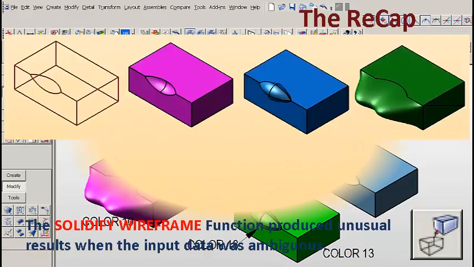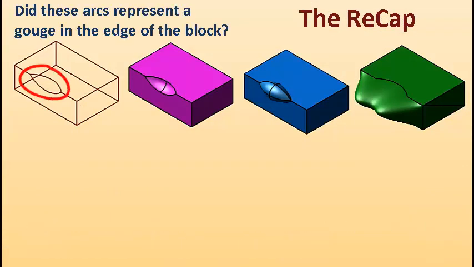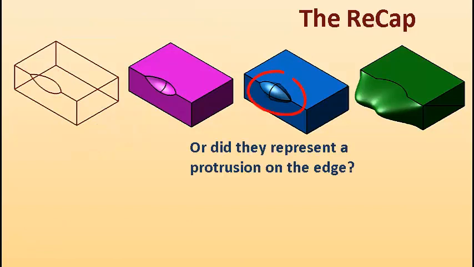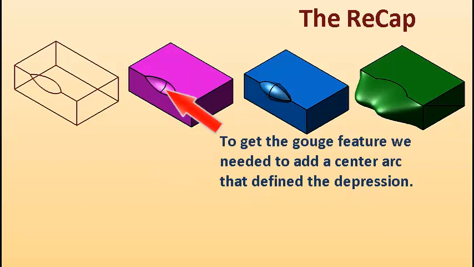So let's recap. The solidify wireframe function produced unusual results when the input data was ambiguous. Did these arcs represent a gouge in the edge of the part? Or did they represent a protrusion on the edge? If we don't provide additional data, we solidified and got a weird part that looked like this. To get the gouge feature, we needed to add a center arc that defined the depression.